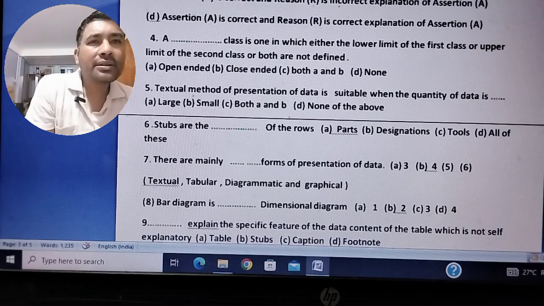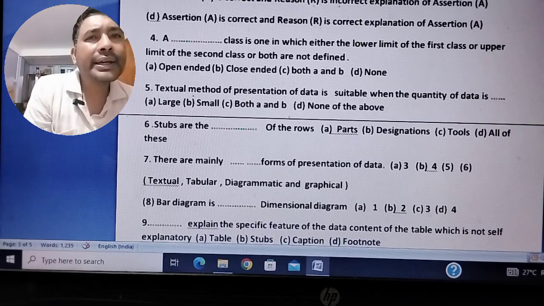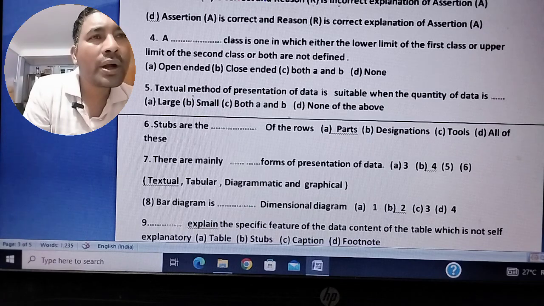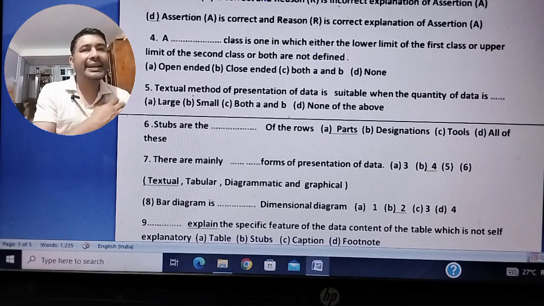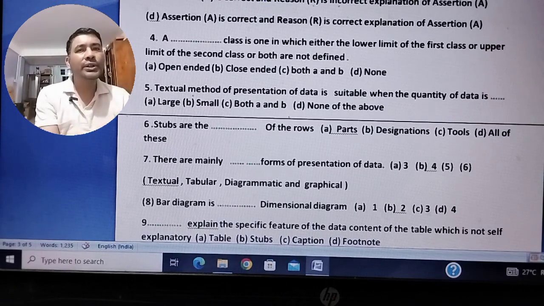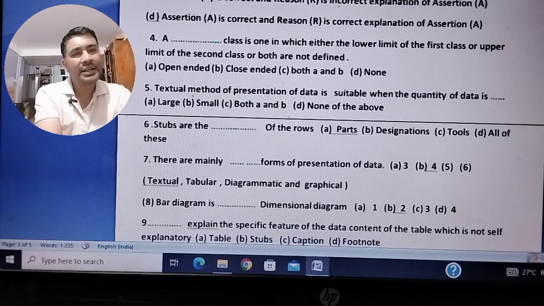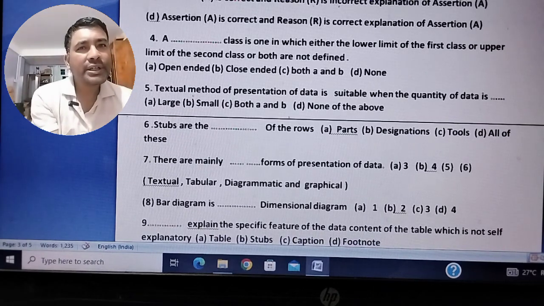Next, number 5. The textual method of presentation of data is suitable when the quantity of data is: A, large; B, small; C, both A and B; or D, none of the above. In case of small data, only then can we use the textual method of presentation of data. So the textual method of presentation of data is suitable only if the quantity of data is small.